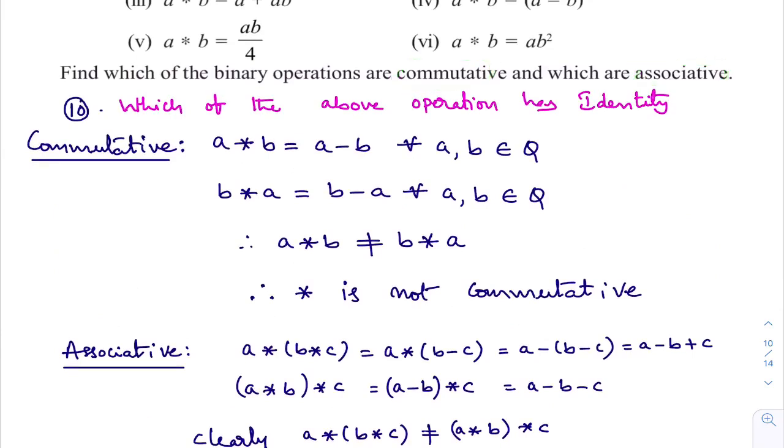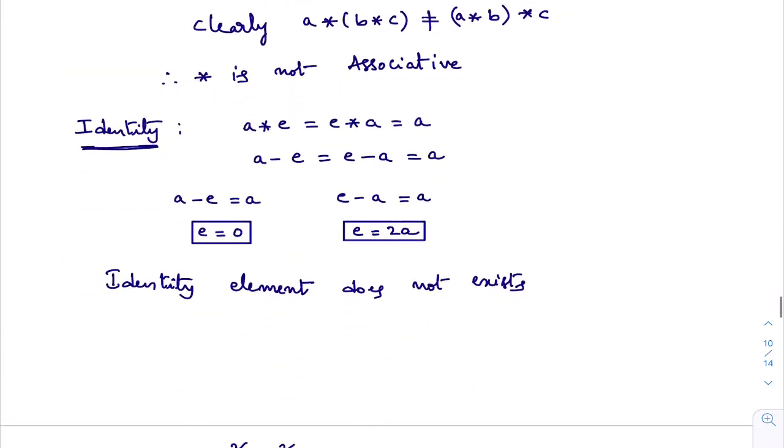Now what to check? Which of the above operations has identity? The 10th problem also I am doing now. What is the identity element? What is the identity property? A star E equal to E star A equal to A. Then we say that E is the identity element in that binary operation star. This is the identity property. A star E equal to E star A equal to A, then E is called the identity element.